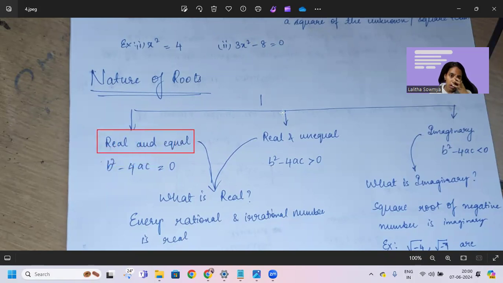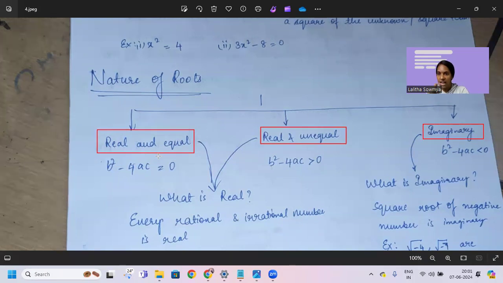The nature of the roots are these 3: real and equal. The roots can be real and equal, the roots can be real and unequal, and the roots can be imaginary. These are the 3 types. If it is real and equal, that means our discriminant is equal to 0. Whenever we calculate the discriminant, we will understand the nature of the roots.